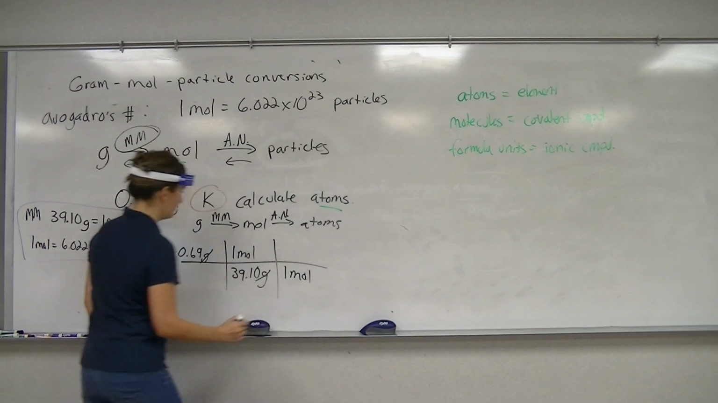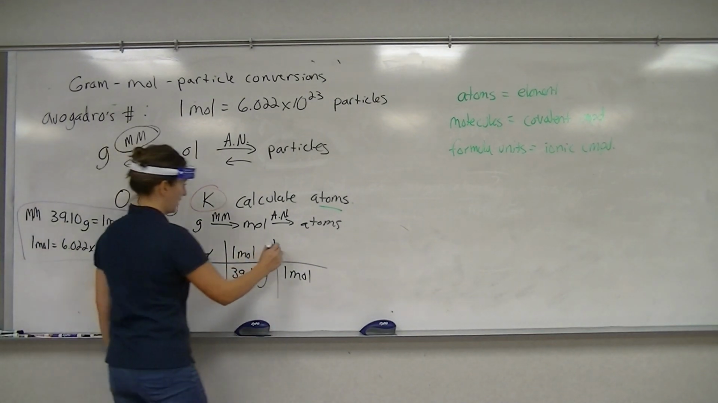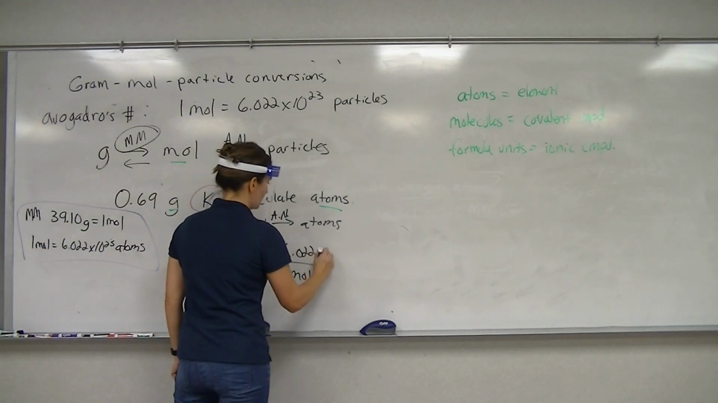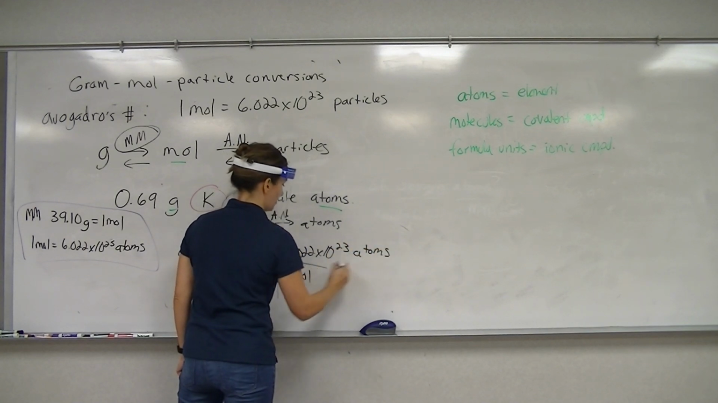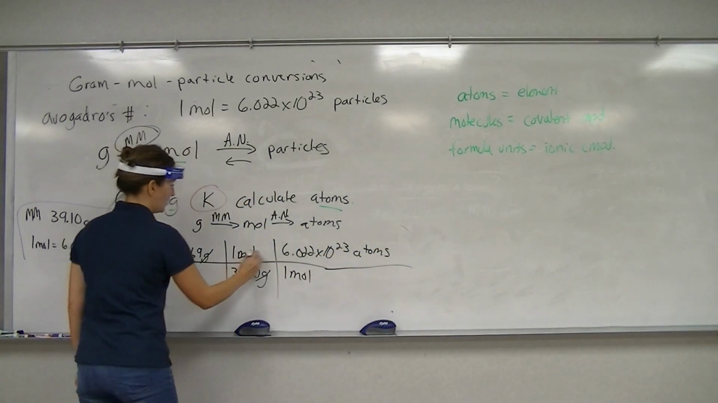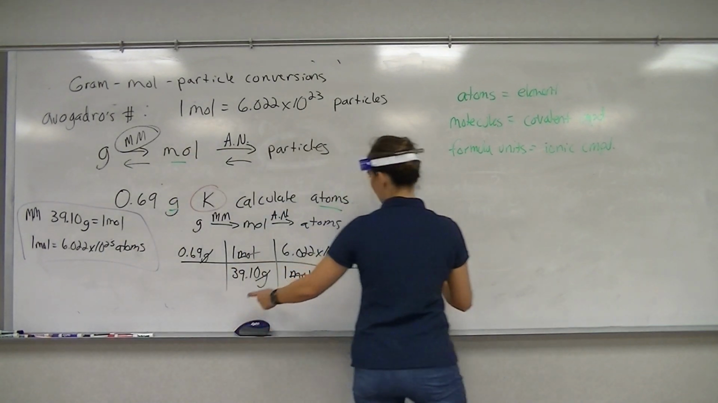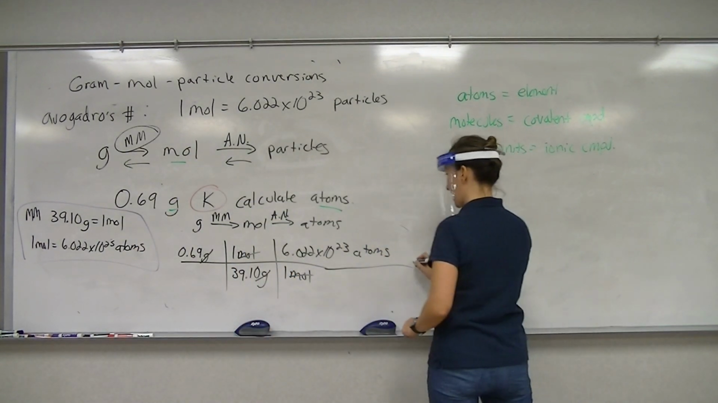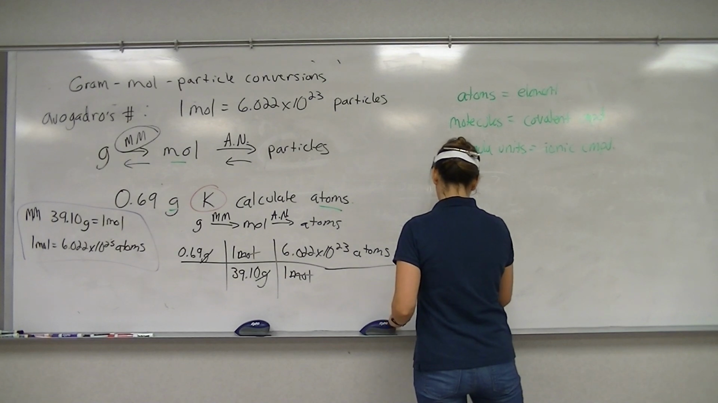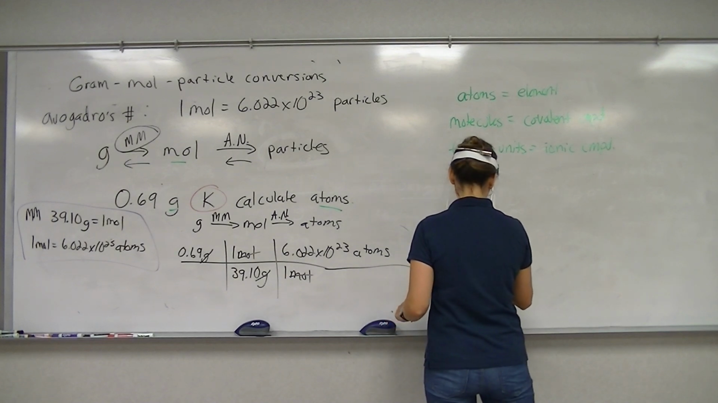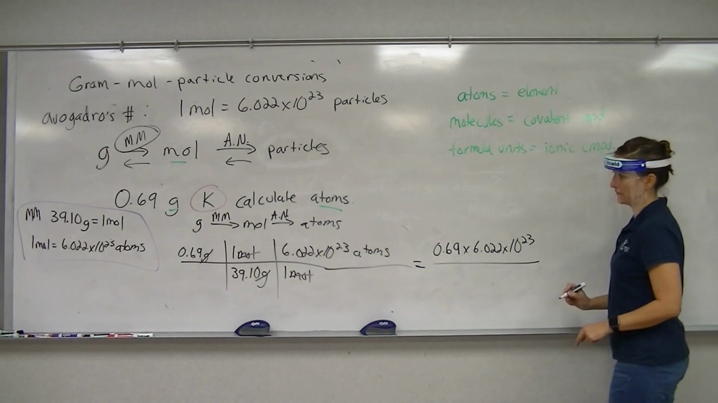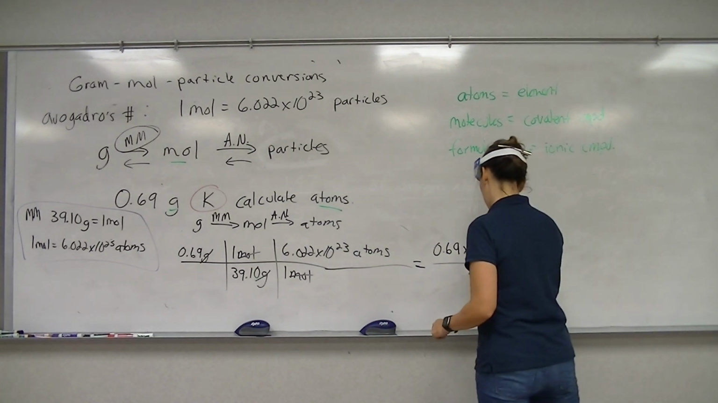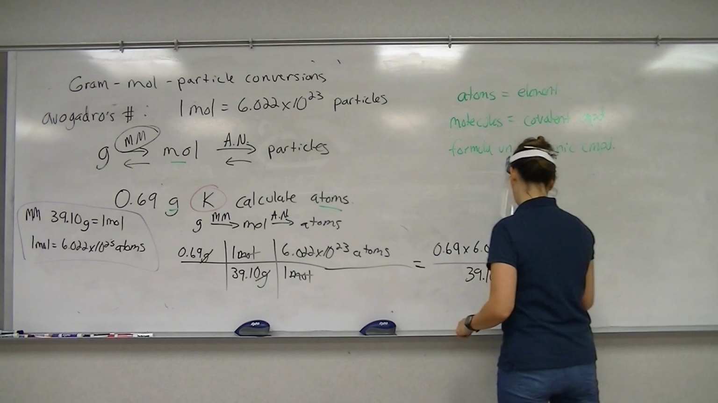1 mole at the bottom to cancel, and then 6.022 times 10 to the 23rd atoms in this case on the top. So moles and moles cancel. So when we calculate this, you multiply across and divide by what's on the bottom. You have 0.69 times 6.022 times 10 to the 23rd on the top, and then 39.10 on the bottom.